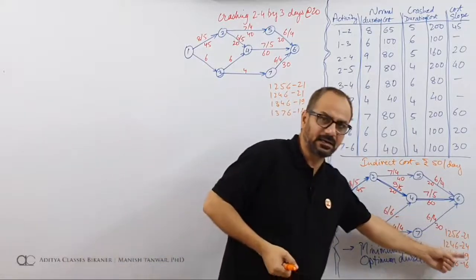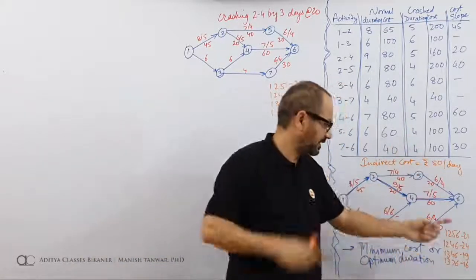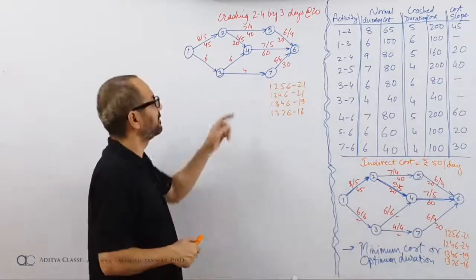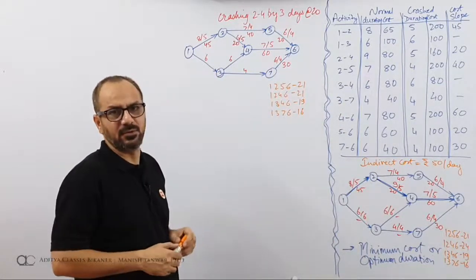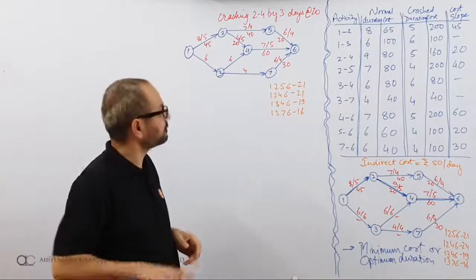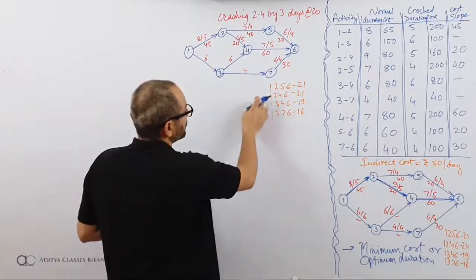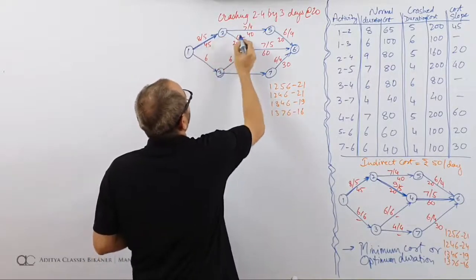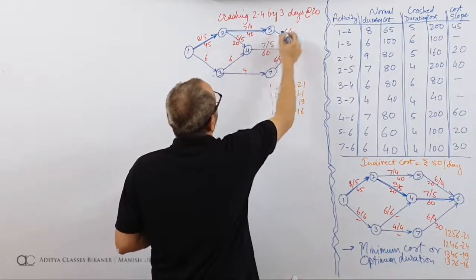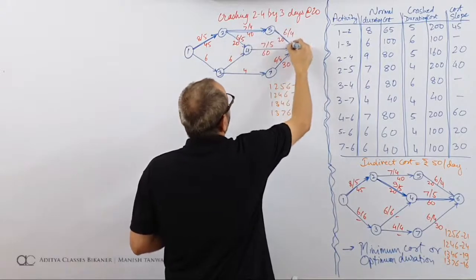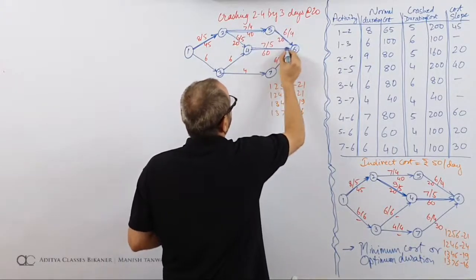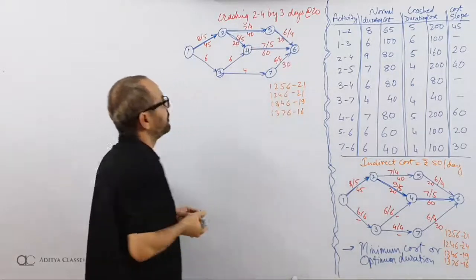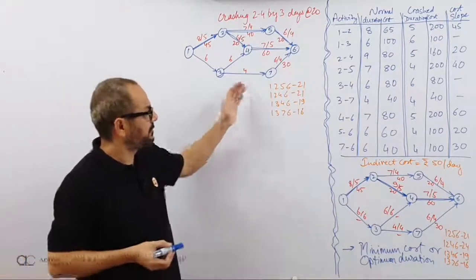Bring critical path down to next critical. This was critical, bring it down to next critical. That was the idea that we have done. 24 is now down to 21. So now I have these two as critical, 1, 2, 4, 6 and 1, 2, 5, 6. Both are critical. We have two critical paths, 1, 2, 4, 6 and 1, 2, 5, 6.